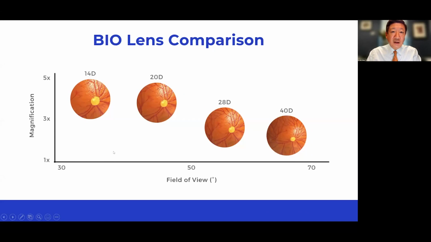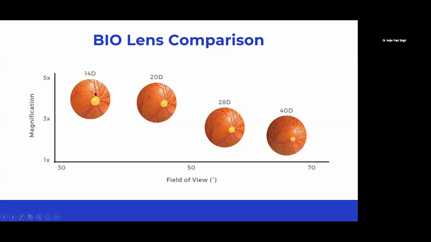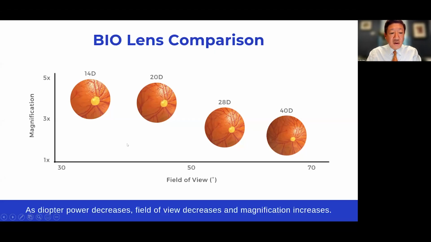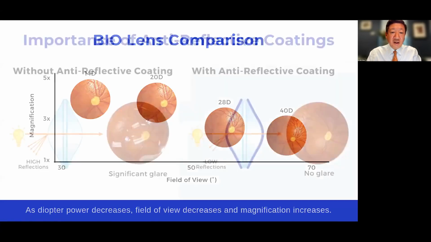Similarly, for the binocular indirect ophthalmoscope lens, in comparison, the 14 diopter lens gives the maximum magnification, almost 4 times greater than life size, 20 diopter less, 28 diopter even less, and the 40 diopter even less, but it gives, again, the wider field of view. So the choice is always between the magnification and the field of view for the anatomy or pathoanatomy you're trying to identify. So again, as the dioptric power decreases, the view decreases and the magnification increases.